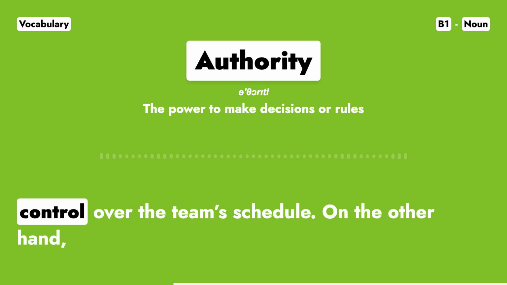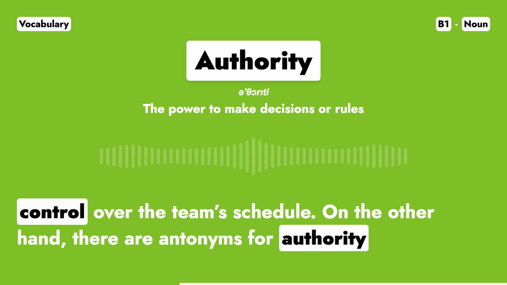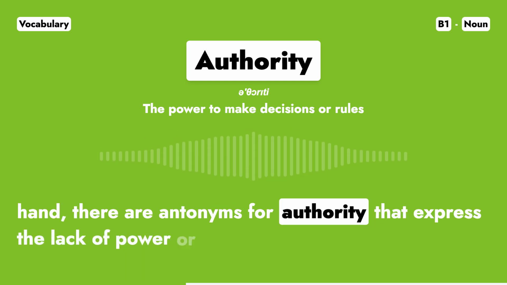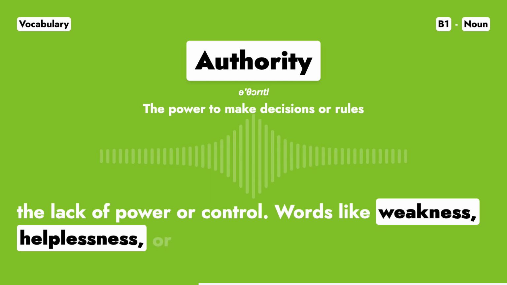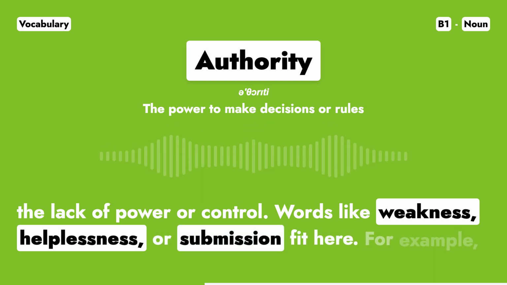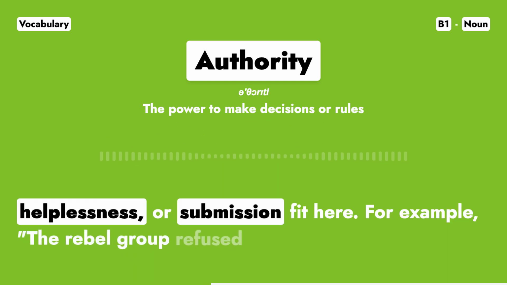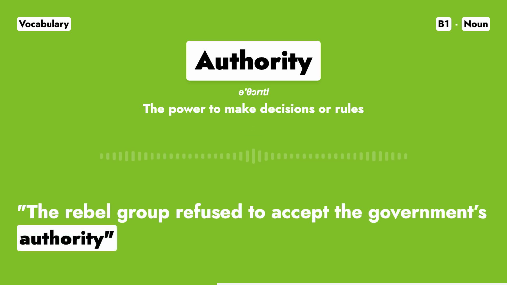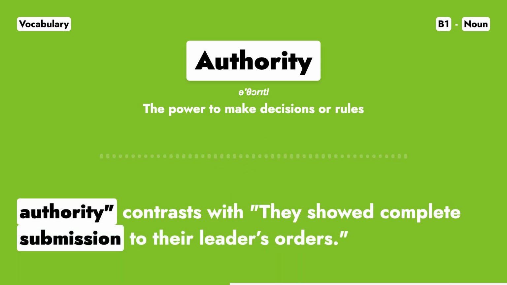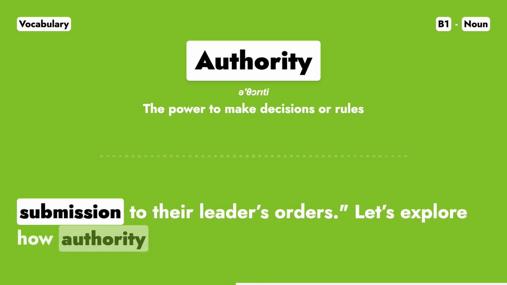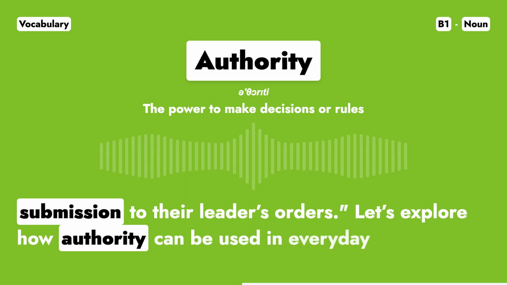On the other hand, there are antonyms for authority that express the lack of power or control. Words like weakness, helplessness, or submission fit here. For example, the rebel group refused to accept the government's authority contrasts with they showed complete submission to their leader's orders. Let's explore how authority can be used in everyday life.